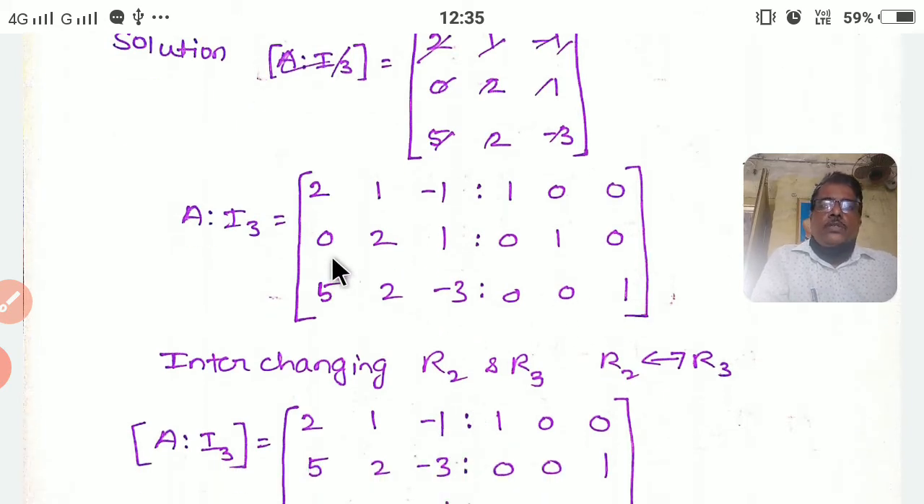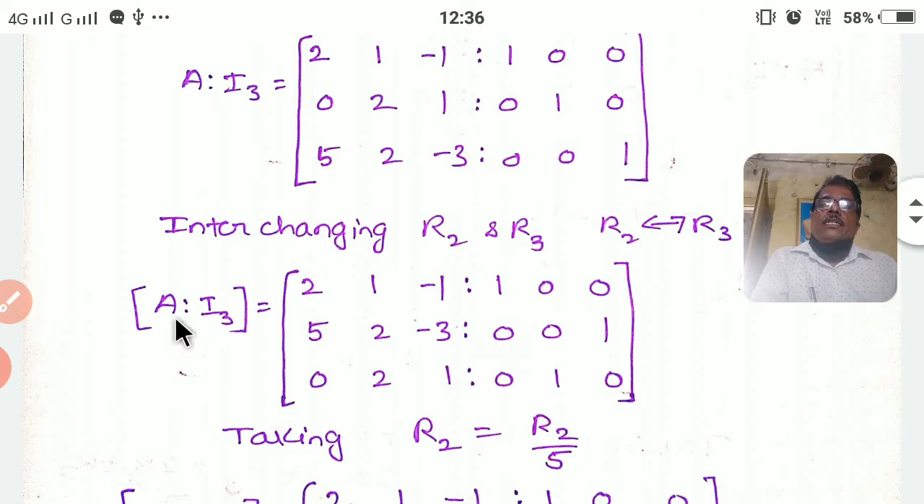Here now what we do, we interchange R2 and R3. So here, this is row R1, R2, R3. Now interchanging R2 and R3, that is R2 interchanging with R3. This symbol is for interchange. So R2, write this symbol, then write R3, means R2 and R3 are interchanged. So interchanging R2 and R3.